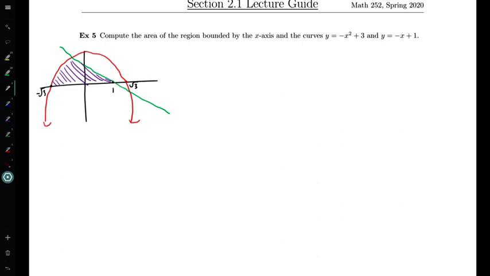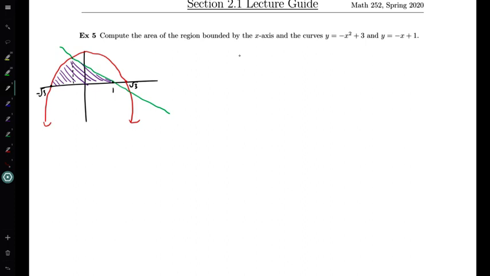In order to do that, again, I need to recognize which function is larger, which function is smaller. And I see here that I'm going to need to split this up into two different pieces, because my larger function, my upper bound on this region, is the red function on the left half of the interval, and it's the green function on the right half of the interval. So again, I'm going to need to compute the area of this region by splitting this up into two different integrals, and the way that I'm going to split it up depends on what the x value of that intersection point is.